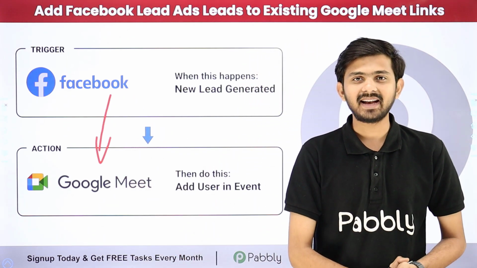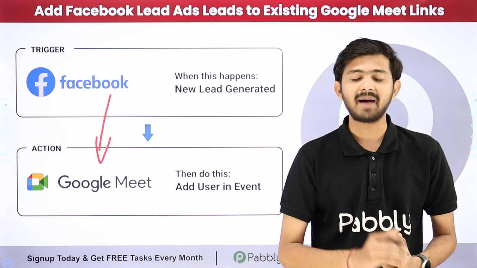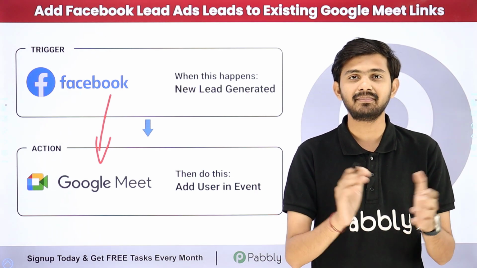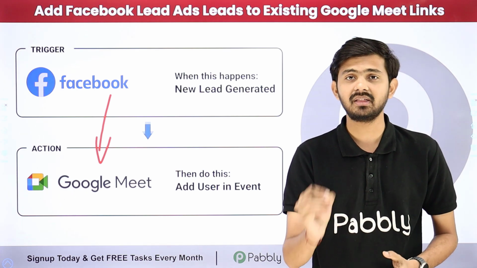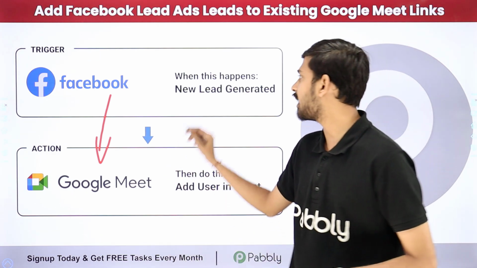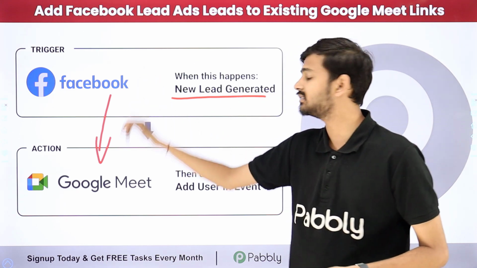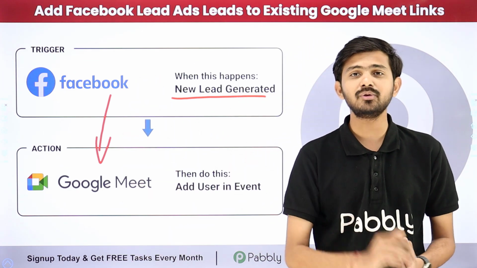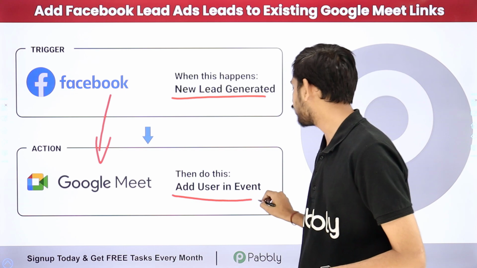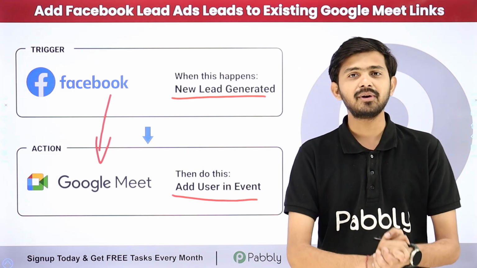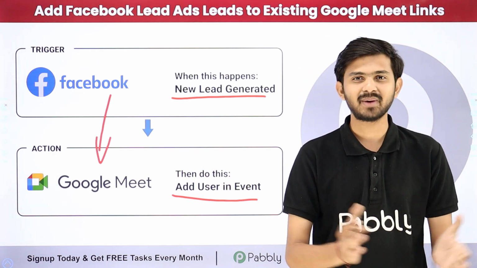So for doing this automatically, I'm going to use Pabbly Connect. And with Pabbly Connect, I can build this connection without any coding and programming skills. Now with Pabbly Connect, whenever I receive a new lead through Facebook lead ads, then automatically I'm going to add a new user in my Google Meet that is already scheduled. So how am I going to build this connection? For that, let me take you to my computer screen.